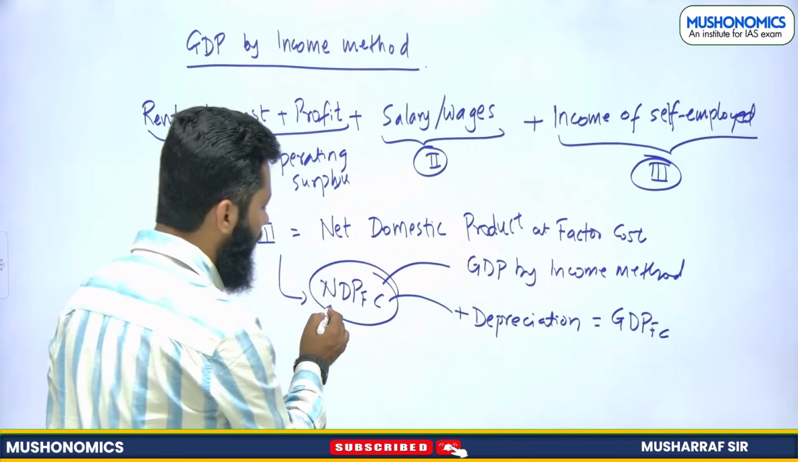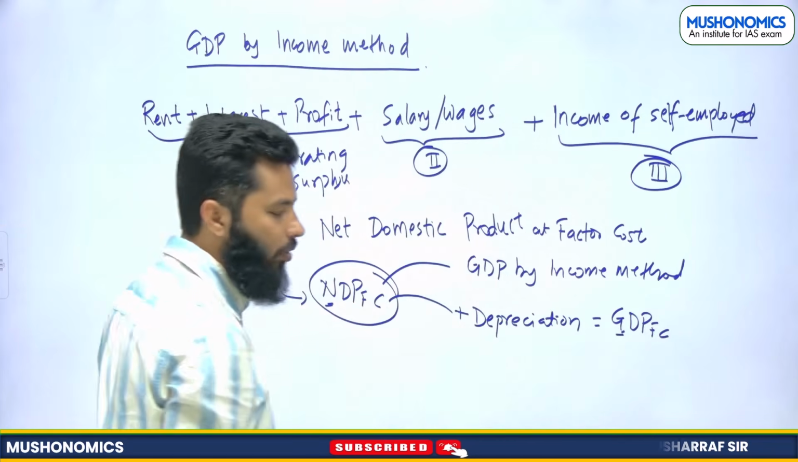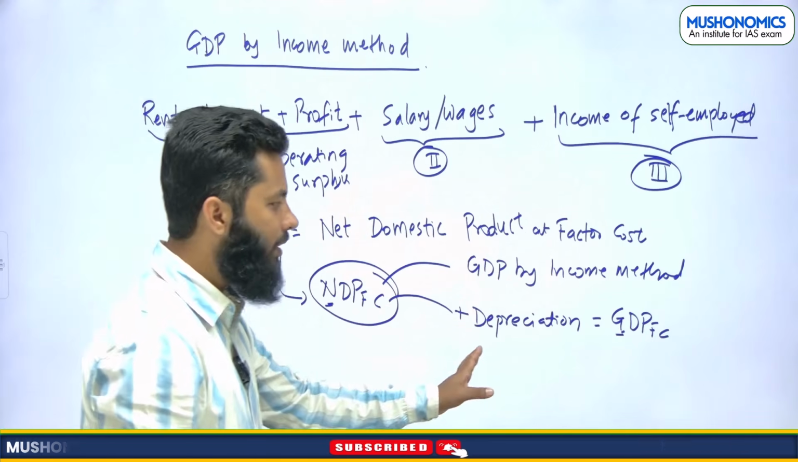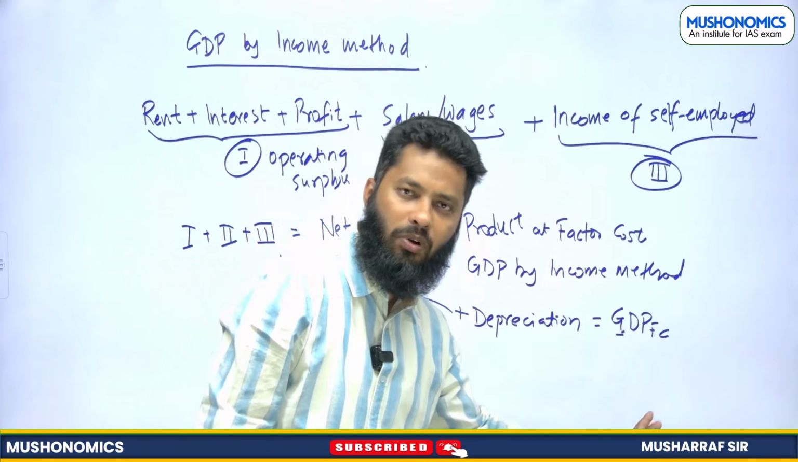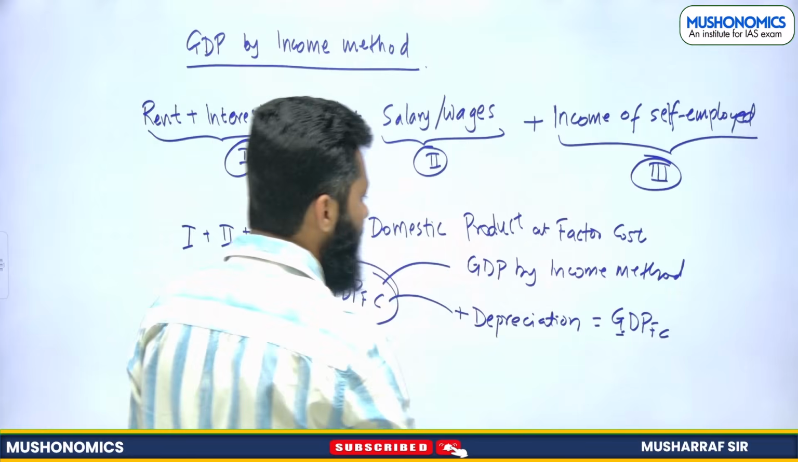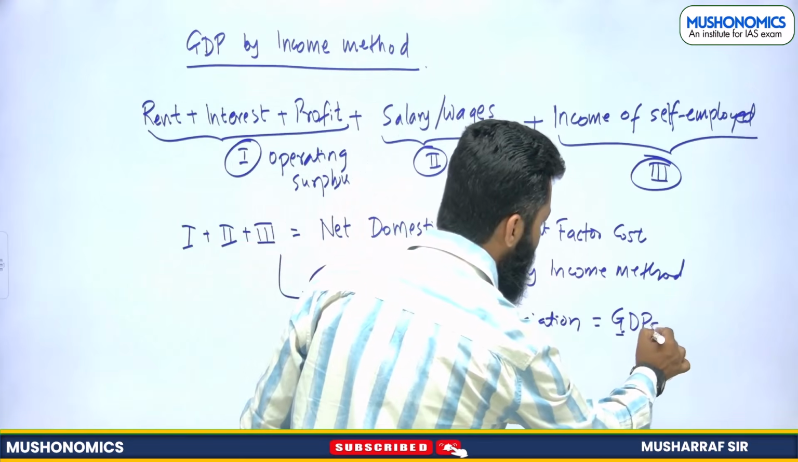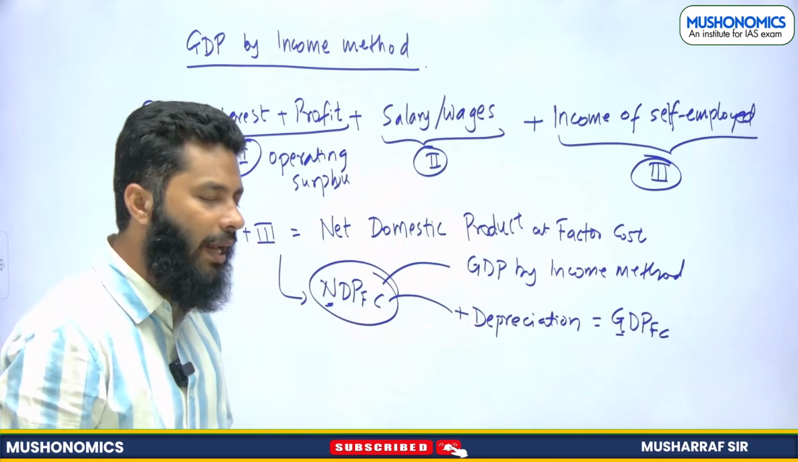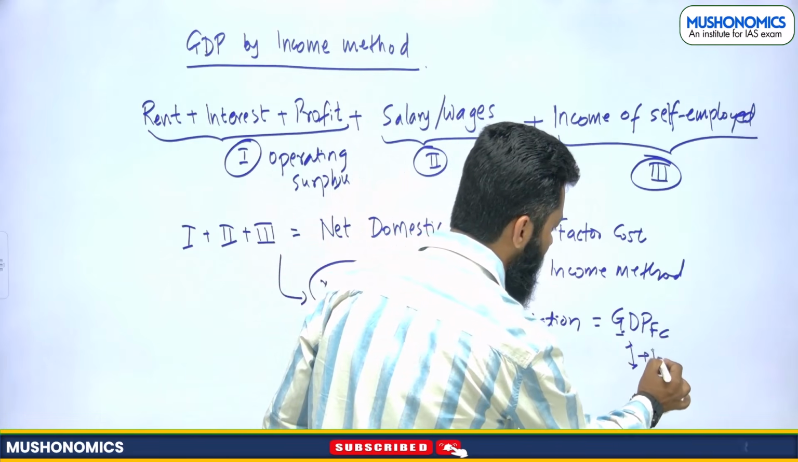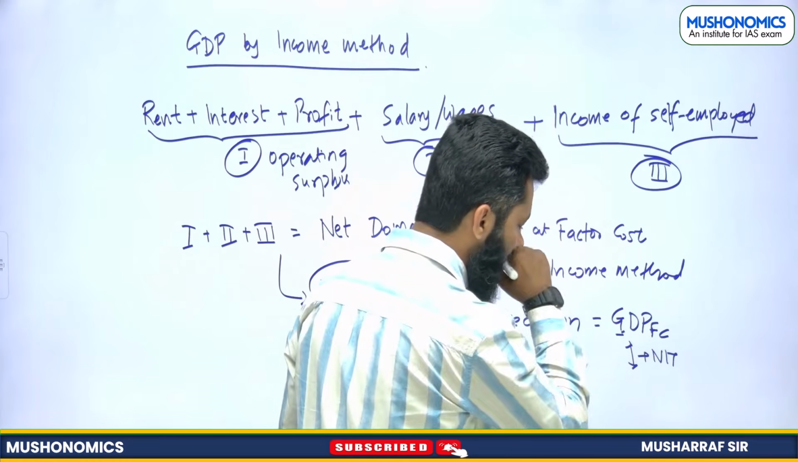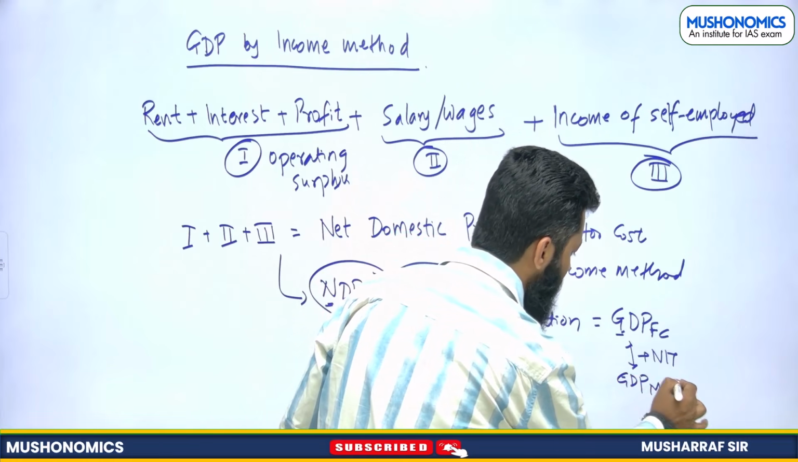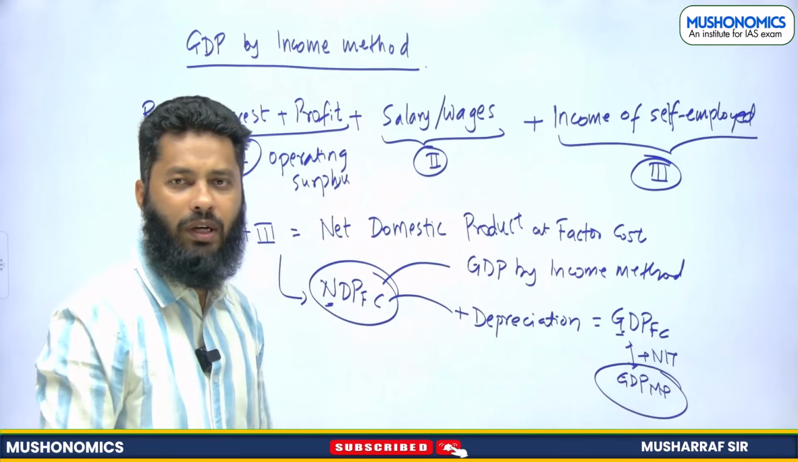This net will turn into gross if I add the value of depreciation. If I subtract the value of depreciation from gross, I will get the net value, right? I hope we can understand it. Now, this is factor cost, and I want to get market price. How can I get market price? Plus net indirect tax. If I add net indirect tax, I will get GDP at market price. This is what I have got, right?